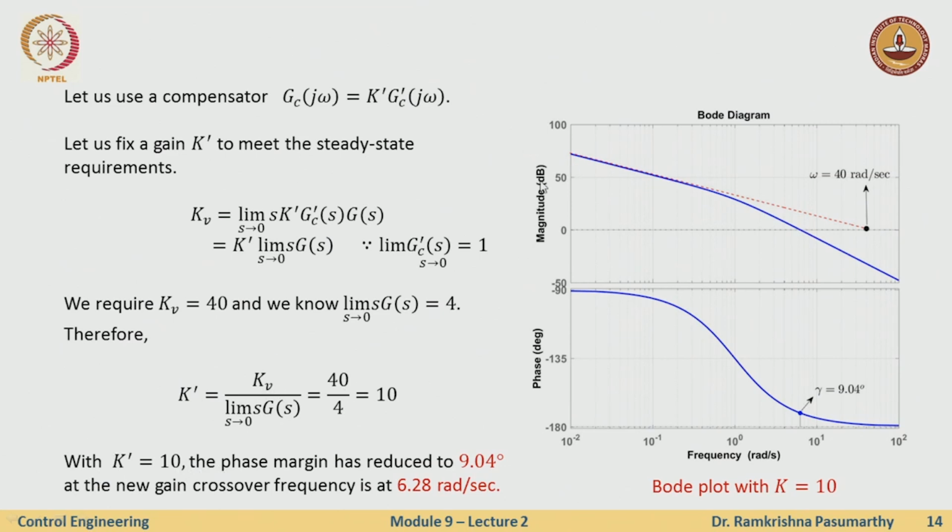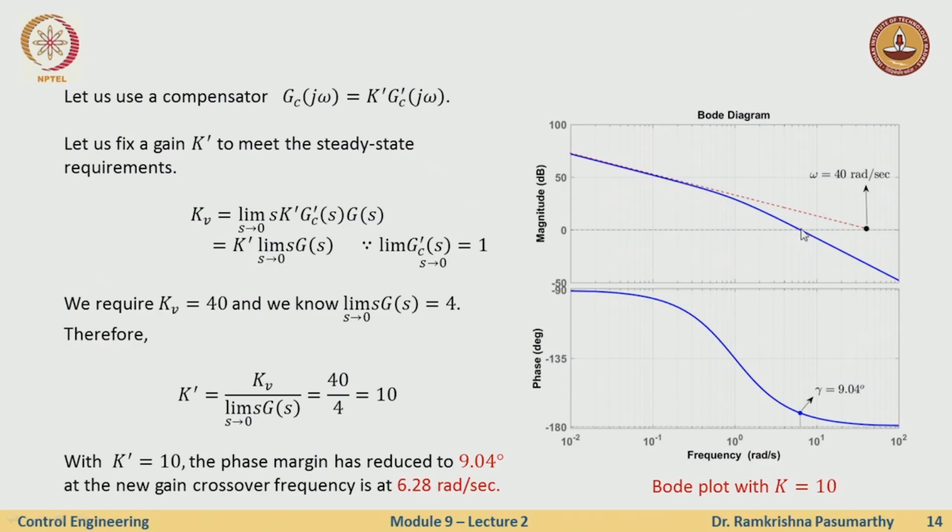Now I simply add this compensator and plot k times g. So this is my proportional controller, which gives me a steady state error constant of 40. And what happens to the Bode plot? Well, this is fine. This initial slope intersects at 40 radians per second, and this is the value of my Kv.